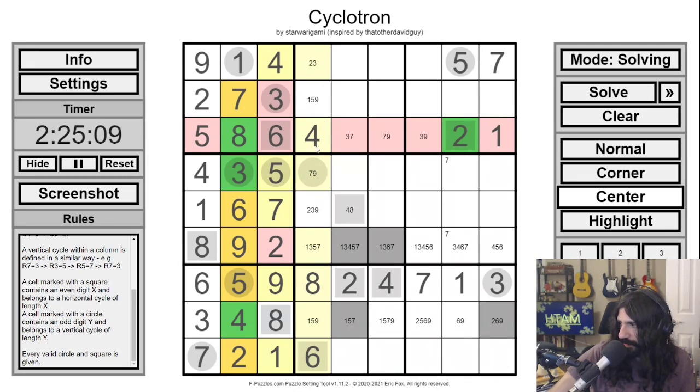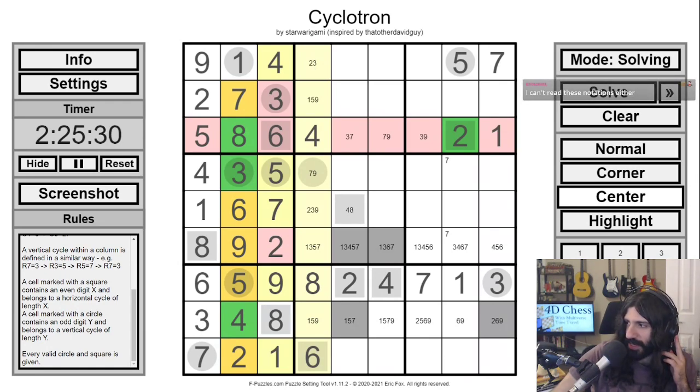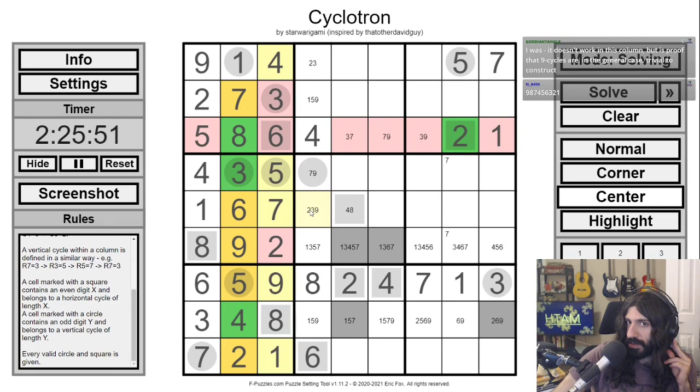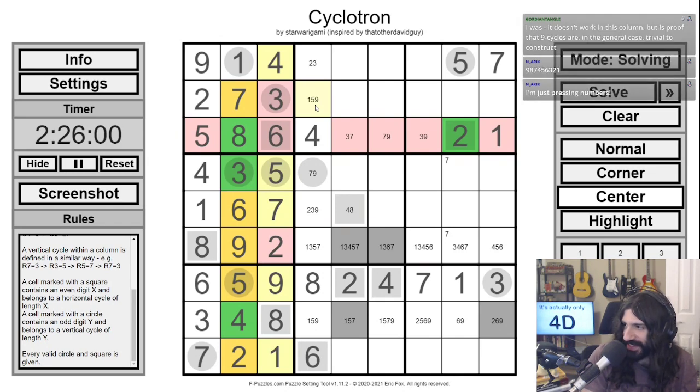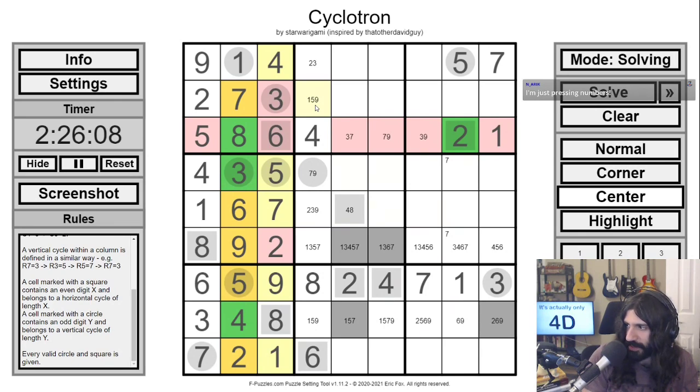One, where's one? Why don't you guys just write what the column is, like a sane person? I don't know why that feels so much more reasonable to me to check. But okay, so here. I guess it's the same thing, isn't it? So one would mean, if that's the location, then I just read the rest of it. So 3, 4, 7, 8, 9, 6, 5, 2, 1. Okay, did it. Thanks, Nareek, just pressing numbers. I could tell. It doesn't work in this column, but it's proof that 9 cycles are in the general case trivial to construct.